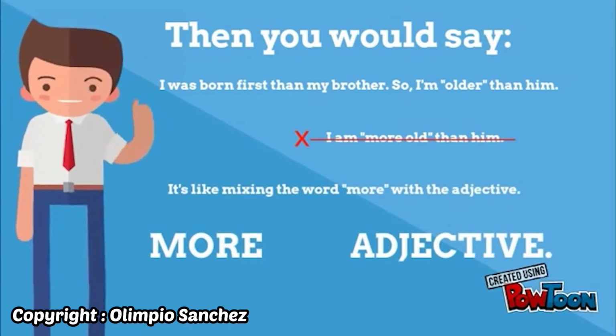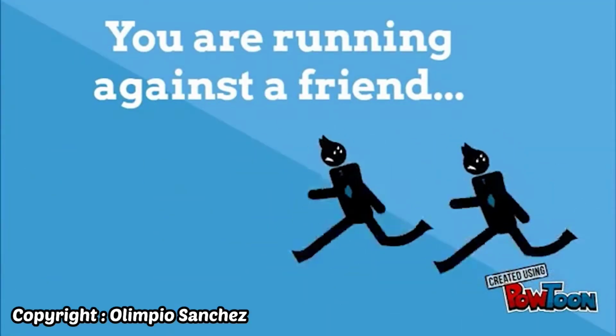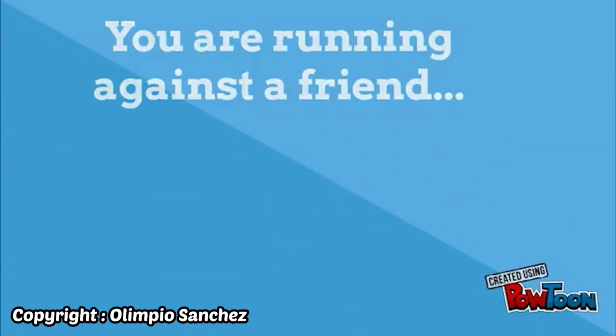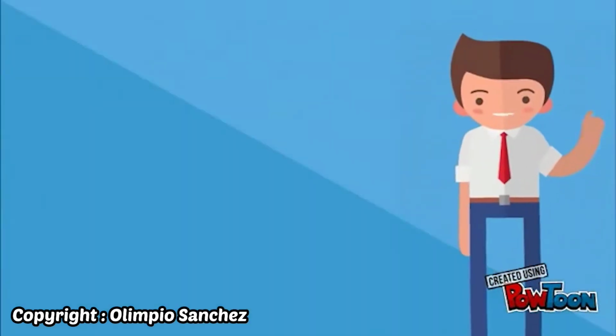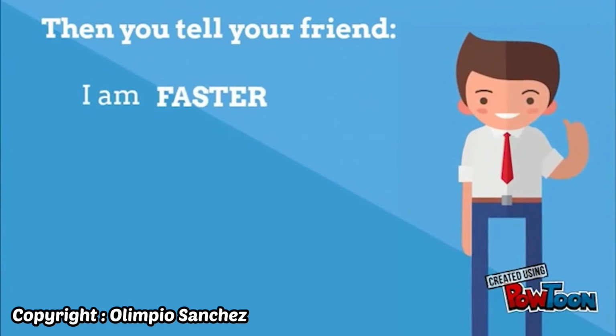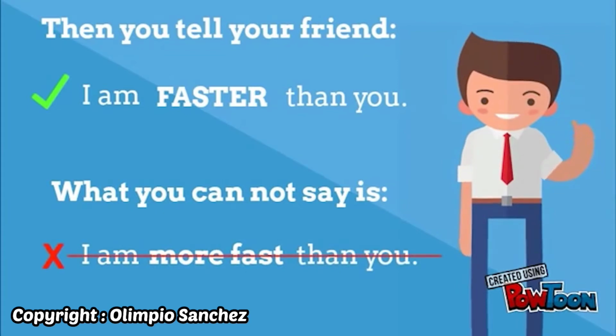Let's make an example. Guess you're running against a friend, only the two of you. And then, you win. So, what would you say to your friend? Then you tell your friend, I am faster than you, which is correct. What you cannot say is, I am more fast than you. This is not right. Well, moving on.